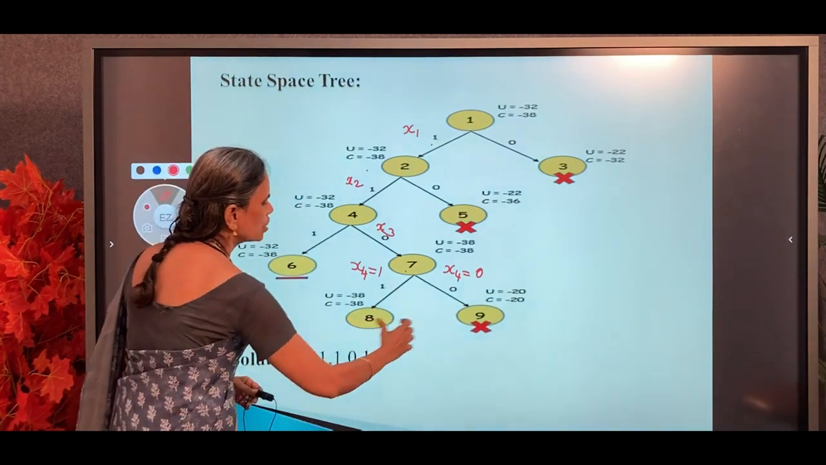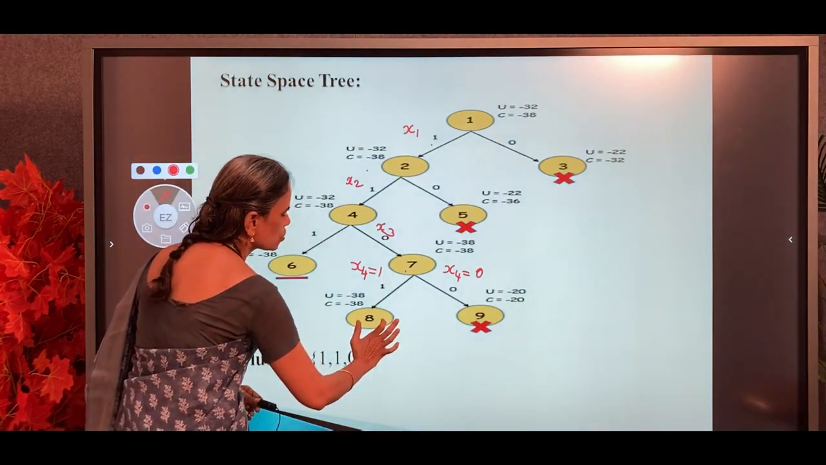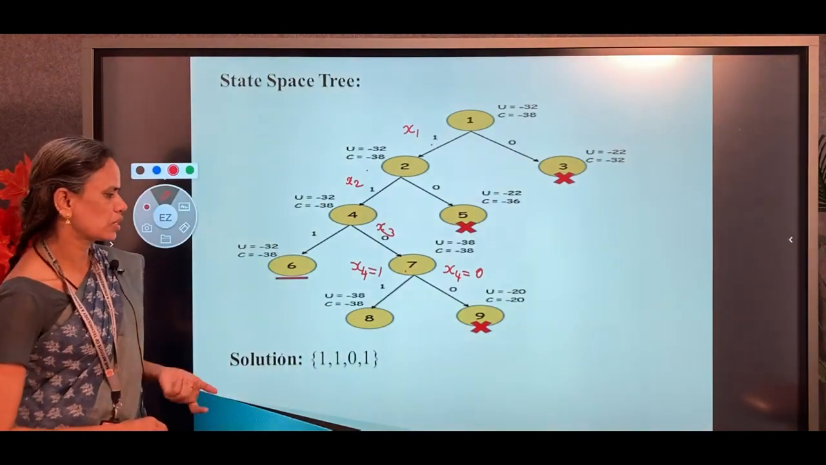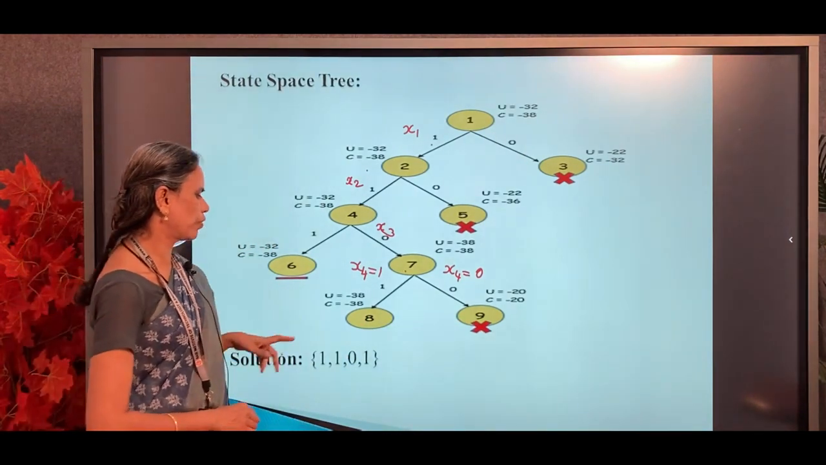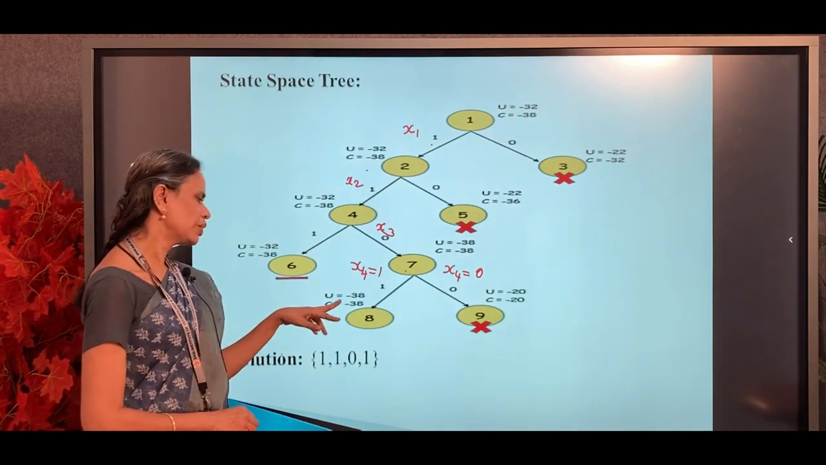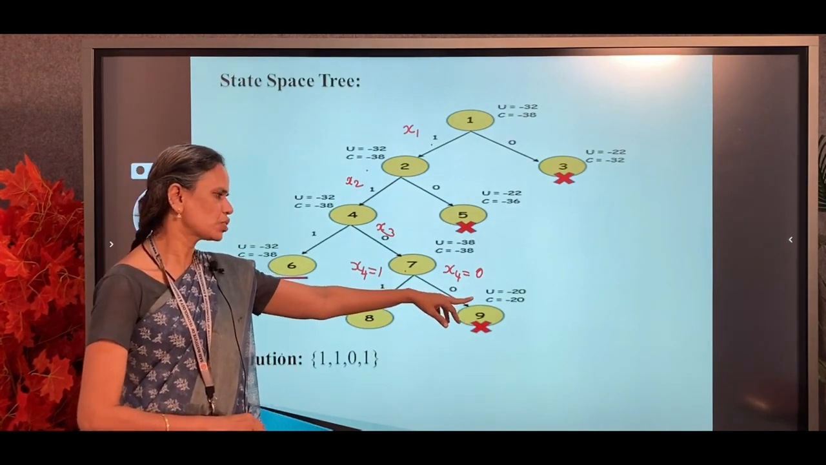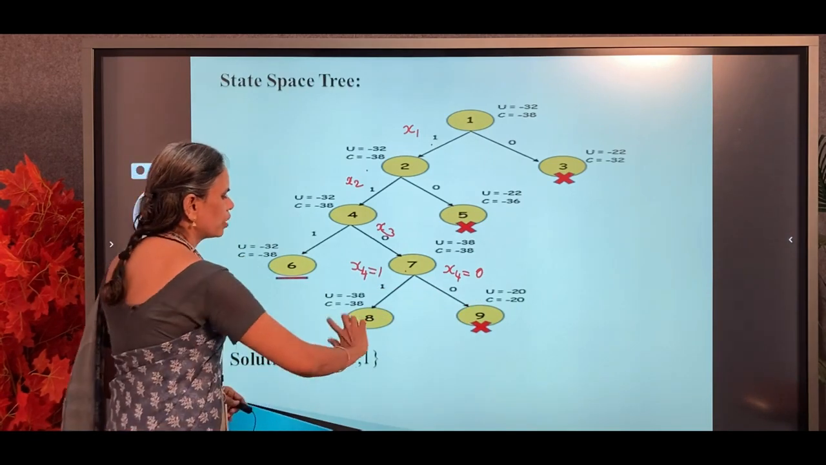Among these two nodes, node 8 and 9, which one having the minimum lower bound value? Node 8 having the minimum lower bound value, which is minus 38. Here it consists of minus 20. So this one will be the solution path.